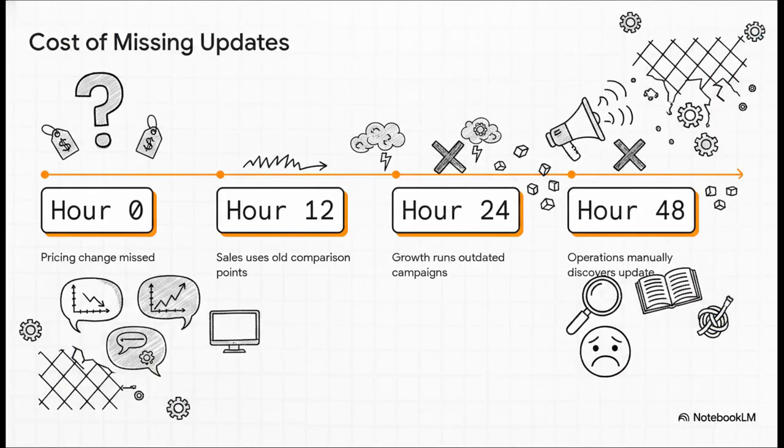And watch how fast this snowballs into a total operational disaster. At hour 0, a pricing change goes unnoticed. By hour 12, your sales team is literally on calls using old comparison points. Hour 24, growth is running expensive ad campaigns based on completely outdated positioning. And finally, at hour 48, operations only spots the update because somebody just happened to check the competitor site manually. The problem here wasn't a lack of information, the problem was a totally unreliable workflow.